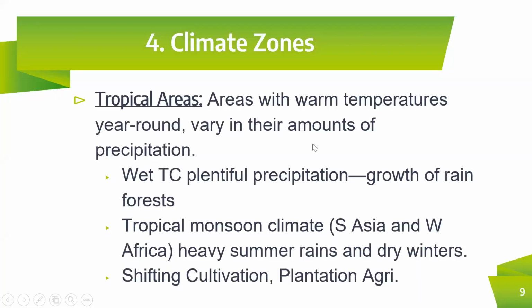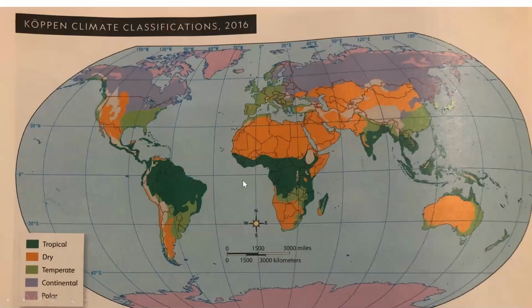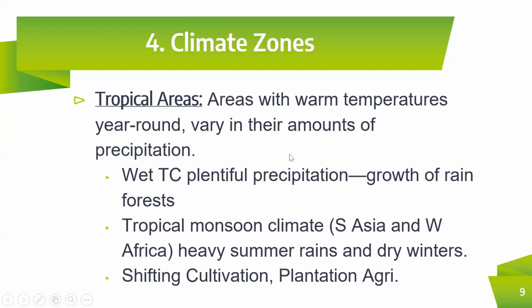Okay. So let's get a little bit more into what the CED, the course and exam description, actually wants us to learn. Number 4 here, climate zones. So first climate zone we'll be talking about, the tropical areas: areas with warm temperatures year-round. They vary in their amounts of precipitation. So again, tropics are these areas here, right?